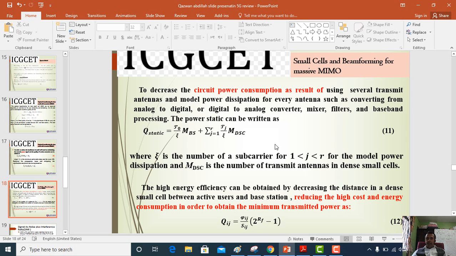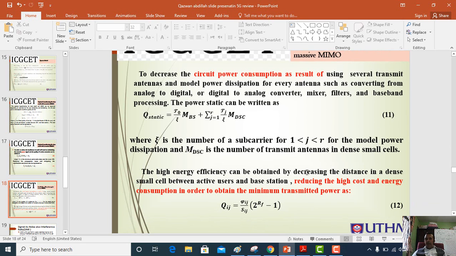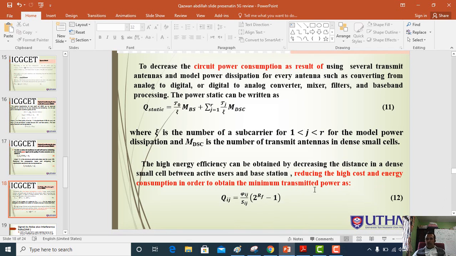High energy efficiency can be obtained by decreasing the distance in dense small cells between the active user and base station, reducing the high cost and the energy consumption in order to obtain the minimum transmitted power, as you can see in graph 1.